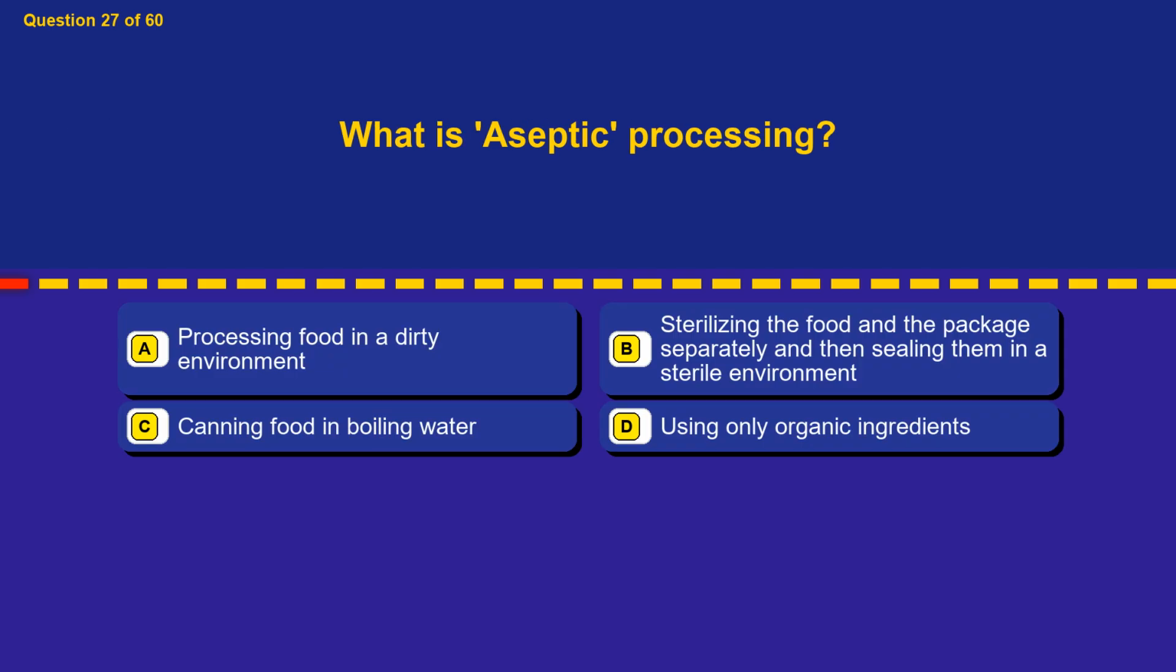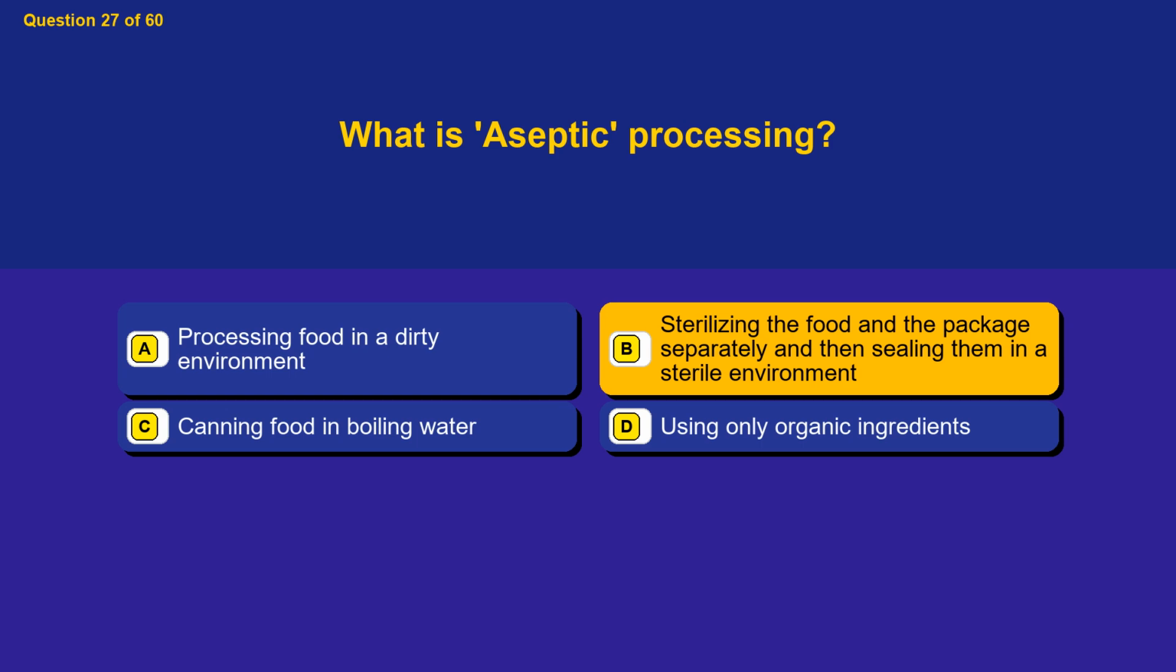Question 27. What is aseptic processing? Option A. Processing food in a dirty environment. Option B. Sterilizing the food and the package separately and then sealing them in a sterile environment. Option C. Canning food in boiling water. Option D. Using only organic ingredients.